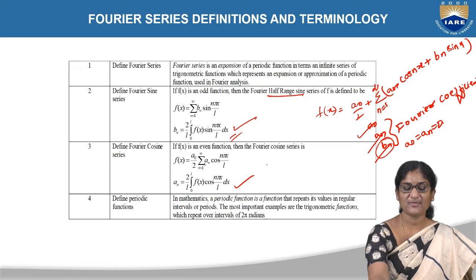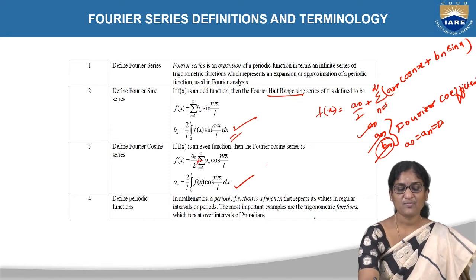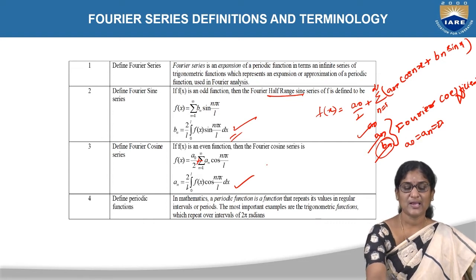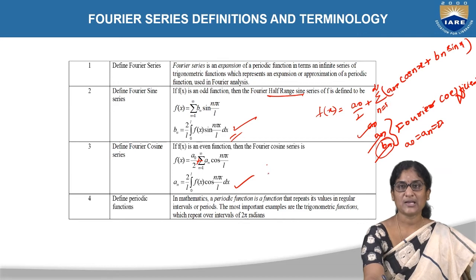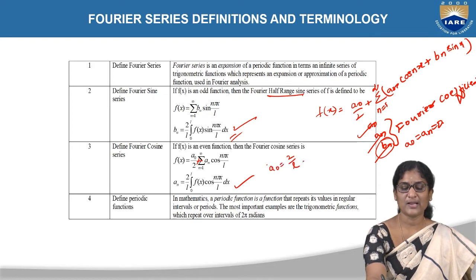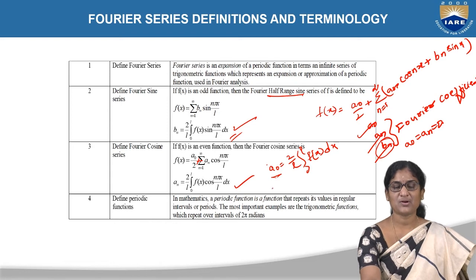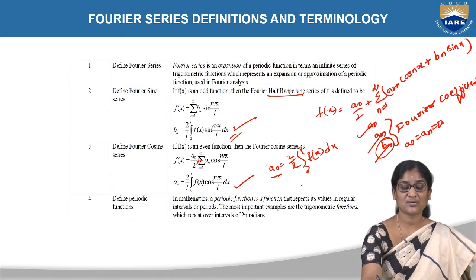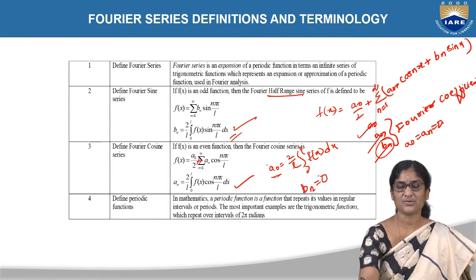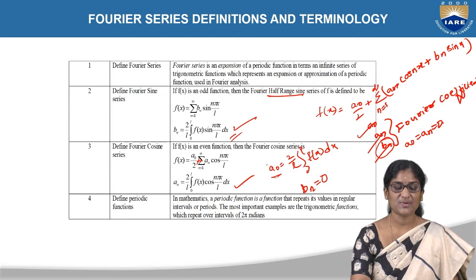If f of x is an even function, then it is given by a0 by 2 plus summation n from 1 to infinity an cos n pi x by L, where an is equal to 2 by L integral of 0 to L of f of x cos n pi x by L dx, and a0 is equal to 2 by L integral 0 to L of f of x dx. So these are the first Fourier coefficients, a0 and an. And for the half range cosine series, the last Fourier coefficient bn will become 0.